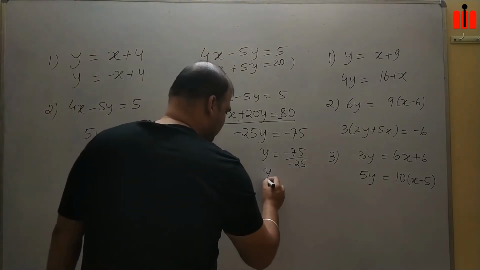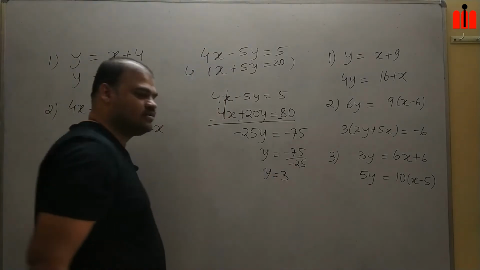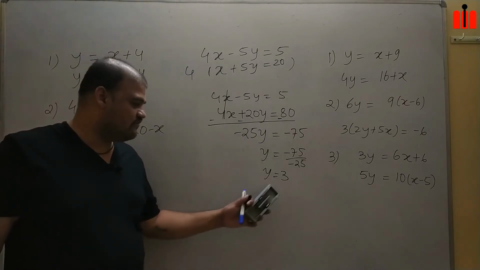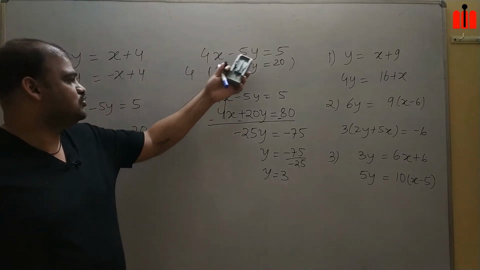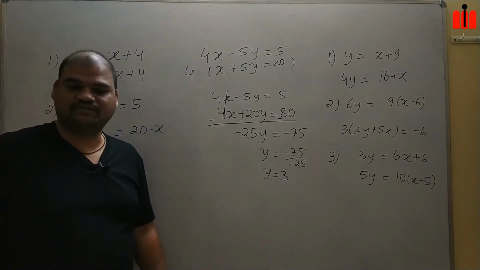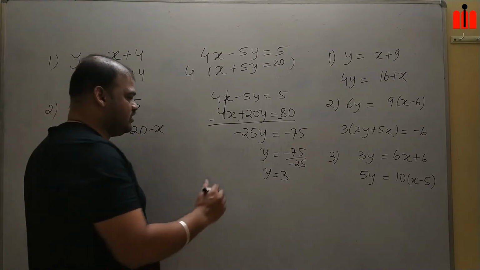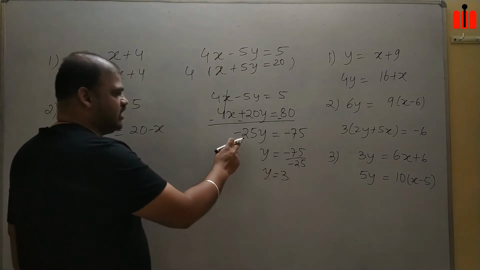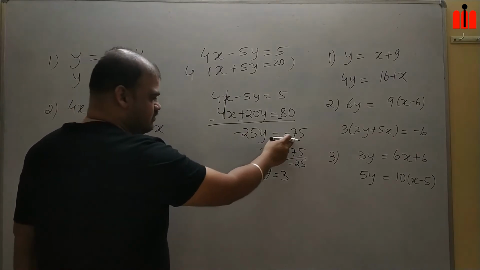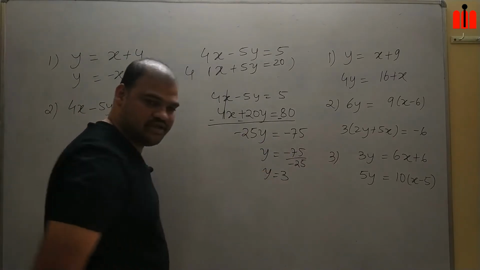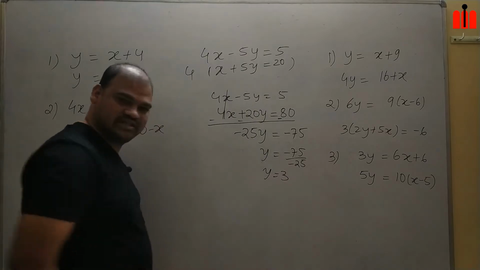So y will be equal to 3. Are you getting it? Y will be equal to 3. This value of y you substitute in any of the equations. First equation I will substitute. Then I will get... So see, now this two variable equation, after x got cancelled, it had become one variable equation. You got the value of that variable, which is nothing but 3.